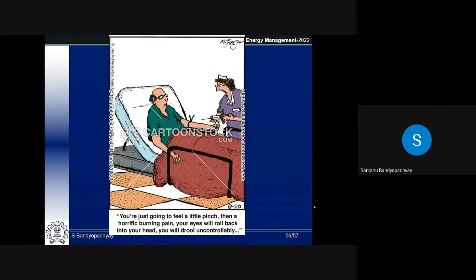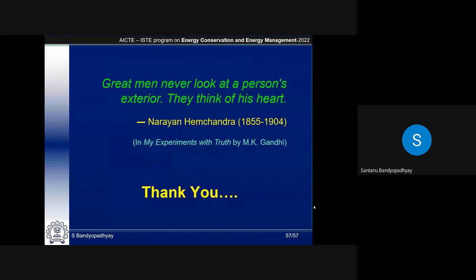Let me finish this with one of my favorite poets from Gujarat, Narayan Hemchandra. And this particular quotation is coming from Mahatma Gandhi's book, My Experiments with Truth, where he said, great men never look at a person's exterior, they think of his heart. To some extent here, we are looking through some curves and all, much more beyond what the optimization says, through representation. And that's probably what inspired me to look at the pinch analysis.